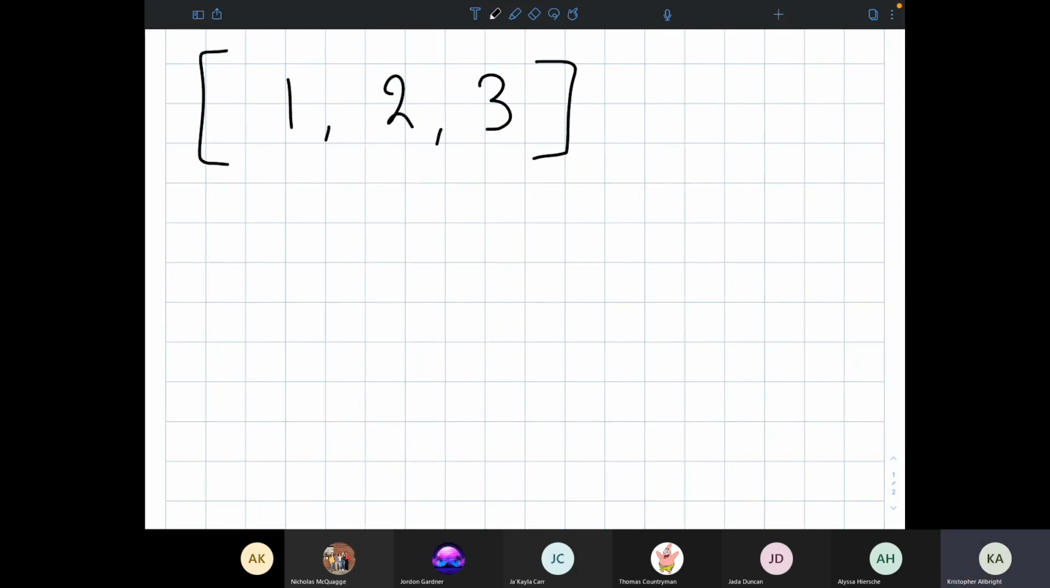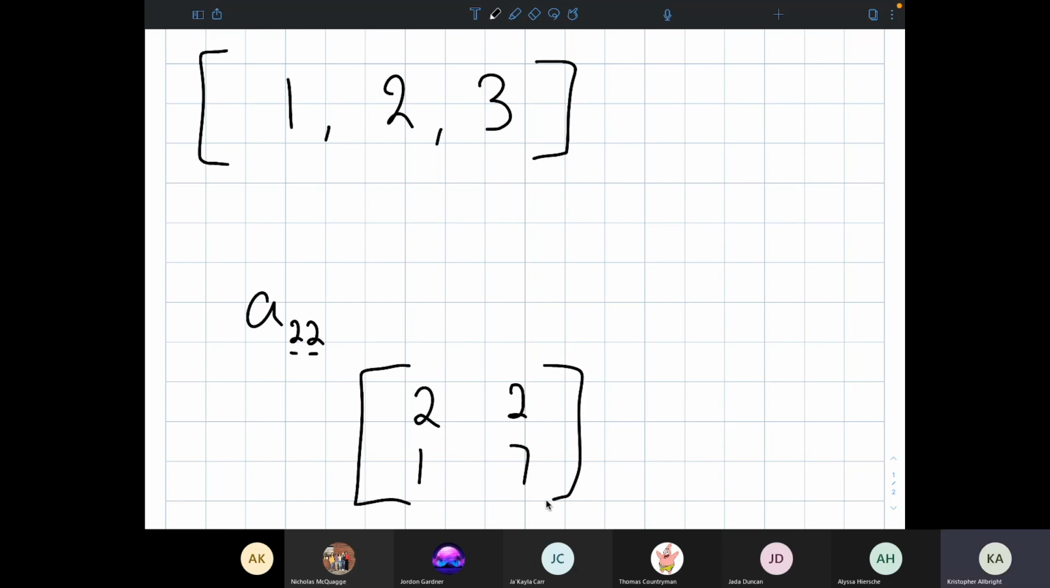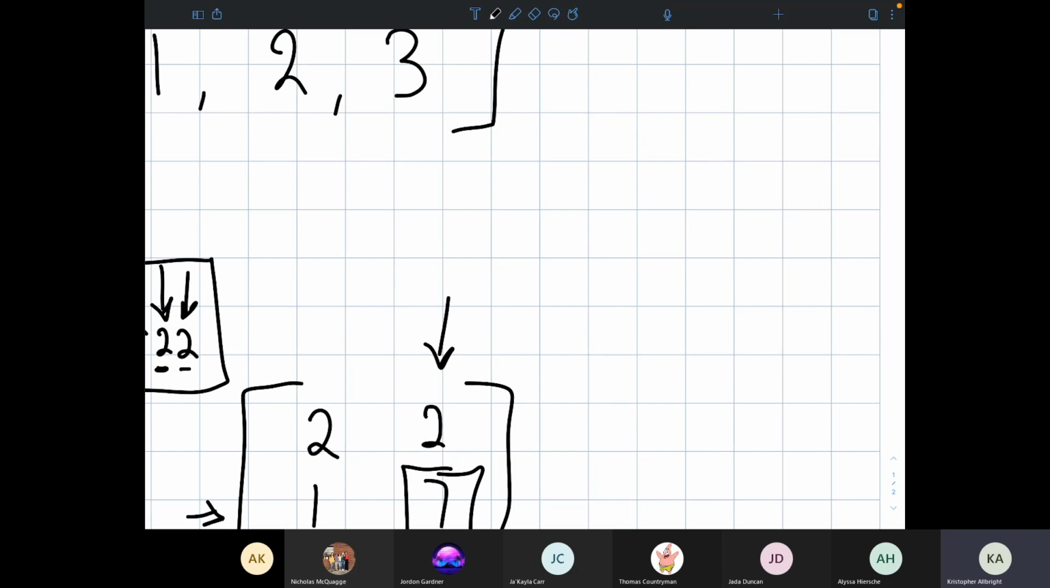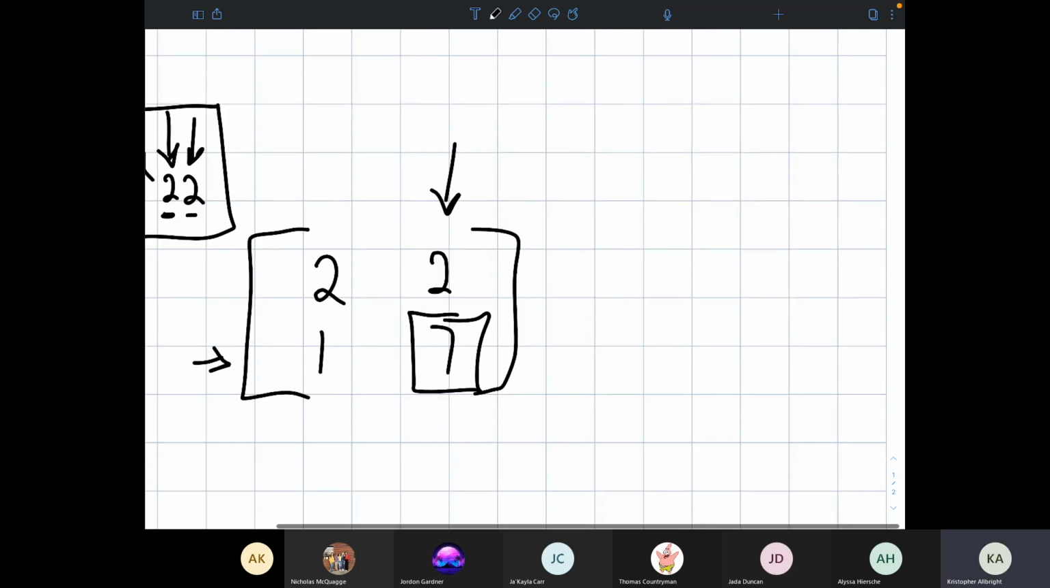So a lot of times a matrix is represented by, like, saying A2,2. This would be matrix A, and this is row, column. So we have 2 rows and 2 columns, and we say, okay, we're looking for the second row, second column. So we are looking for this element. That is what this specifies. When we read out a matrix, we're reading row by row. So we would read this as 2, 2, 1, 7. That's just useful for when you say it out loud.